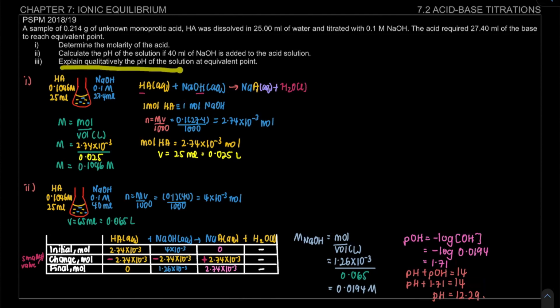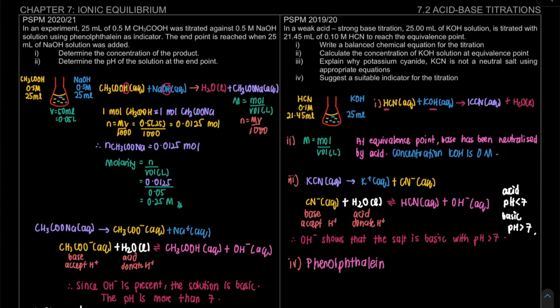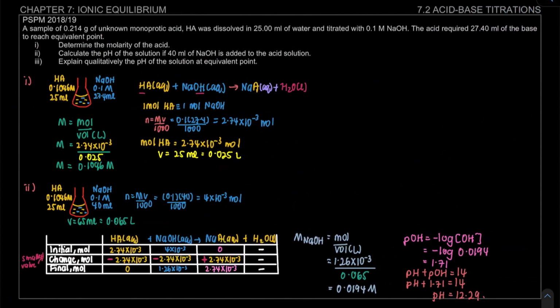Explain qualitatively the pH of the solution at the equivalent point. So, explain qualitatively the pH of the solution at the equivalent point. Okay, this question also appeared three years consecutively. This is the pH of the solution at the end point. This is about KCN is not a neutral salt, using an appropriate equation. KCN is actually our product. This is also the pH of the solution that is our product. They like to ask about the product. Okay. So, if they ask you about the product, it's actually the solution. It's actually about the product.